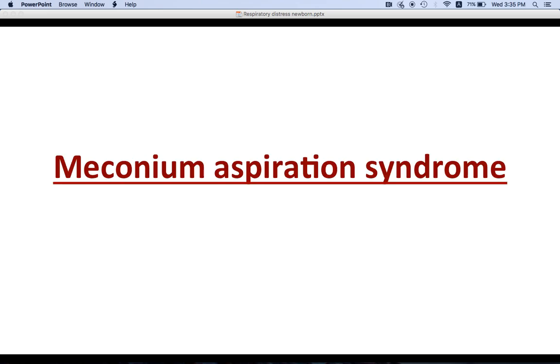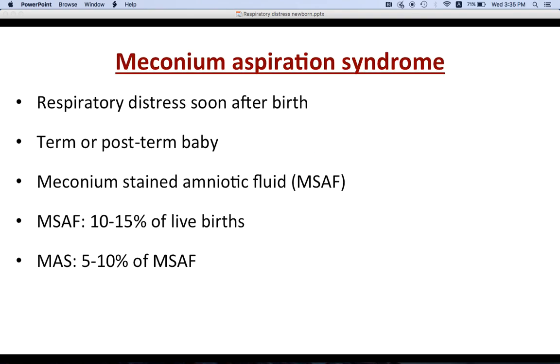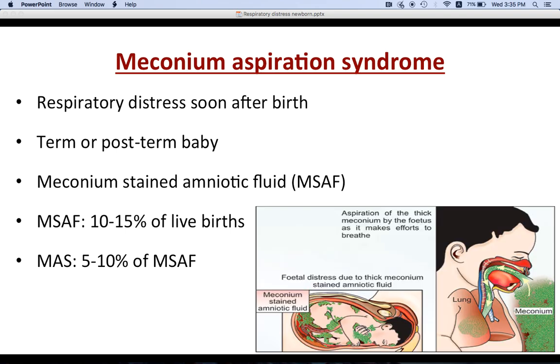Now, another common condition which can lead to respiratory distress in a newborn is meconium aspiration syndrome. Again, the baby will develop respiratory distress soon after birth, and it is seen in a term or post-term baby. Unlike RDS, which was commonly seen in a preterm baby, meconium aspiration syndrome will be seen in a term or post-term baby. This baby will have meconium stained amniotic fluid, but please remember that not all the babies who have meconium stained amniotic fluid will develop meconium aspiration syndrome. Only 5 to 10% of these babies will actually develop it.